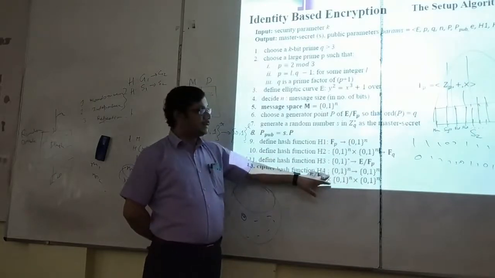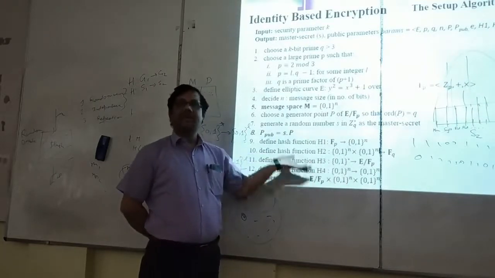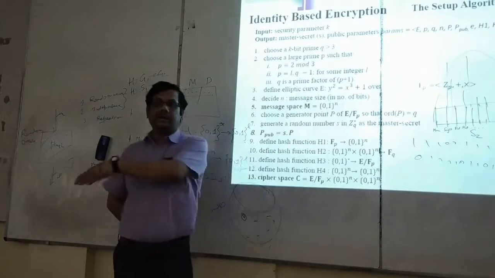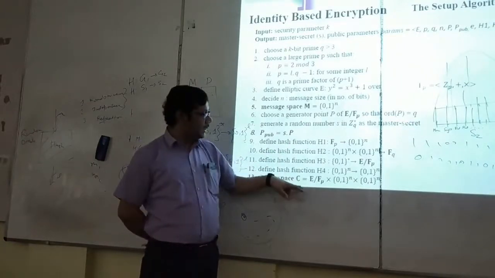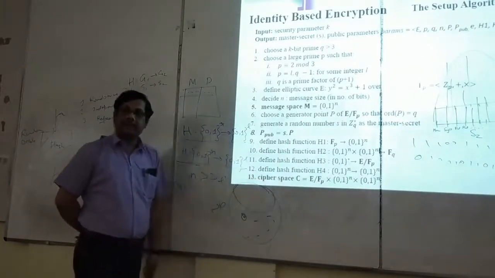So, this is a kind of permutation actually. One n-bit string producing another n-bit string, uniform random. This is a permutation, and these are the 4 hash functions.